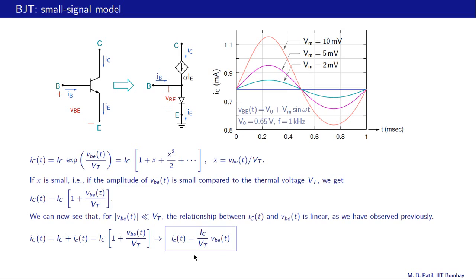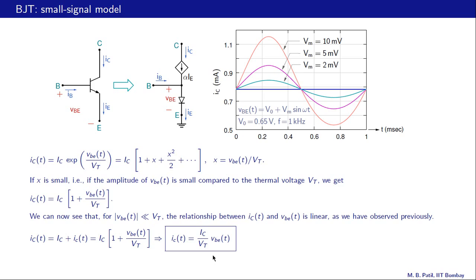What does this equation say? This equation says that the signal collector current is directly proportional to the signal base to emitter voltage, because these quantities are constants. Note that the collector current does depend on the base to emitter voltage, but only on the constant part of the base to emitter voltage, namely 0.65 volts in this case. So this relationship looks like ic of t equal to K times vbe of t, where K is simply a constant which does not depend on time.